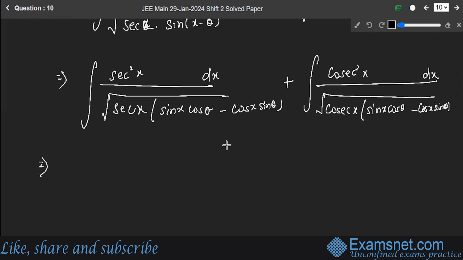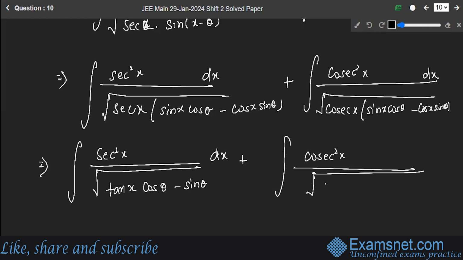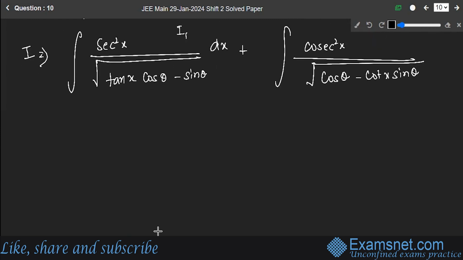So this becomes equal to, let's open up the denominator again. This is secant square x upon, on opening this whole bracket, you will get sine x upon cos x, which is tangent x, times cos theta minus sine theta dx, plus cosecant square x root of cos theta minus cot x into sine theta. Let's say this is I1 and this is I2, and this was your I. So I is equal to I1 plus I2. Correct?